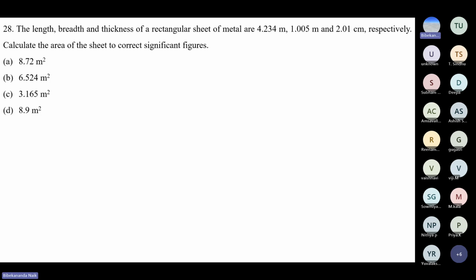So as I have said previously, when you are having some input numbers or given numbers, the number of significant figures in the result will be the least of the number of significant figures already provided. So we will be calculating the total area. Then we will see the number of significant figures in each given digit, and from that we will find the minimum number of significant figures, and the answer will have that number of significant figures.